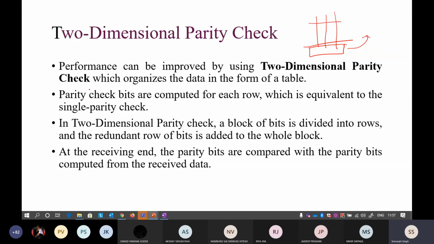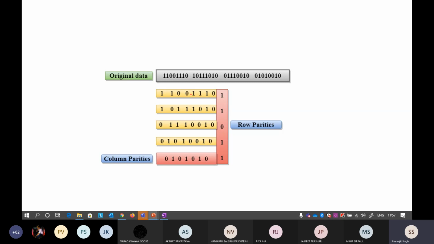So this is the example. This is the original data. I'm just copying it: 1 1 0 0, 1 1 1 0, 1 1 1 0 1 0, and then 0 1 1 1 0 0 1 0, and then 0 1 0 1 0 0 1 0. Suppose this is the data that you are supposed to send.